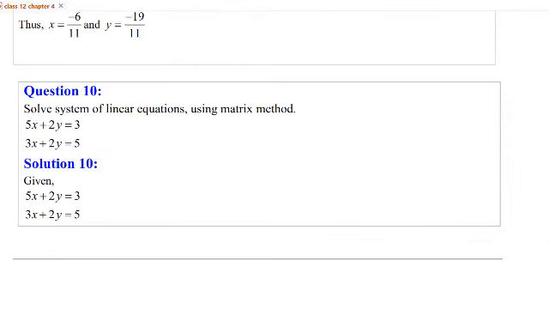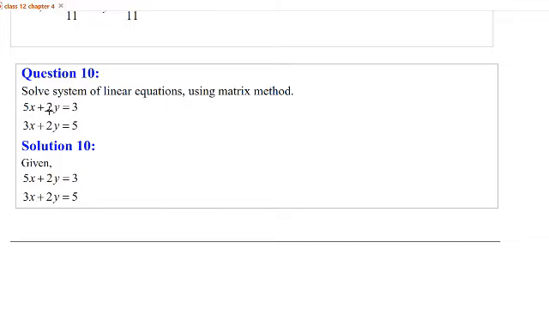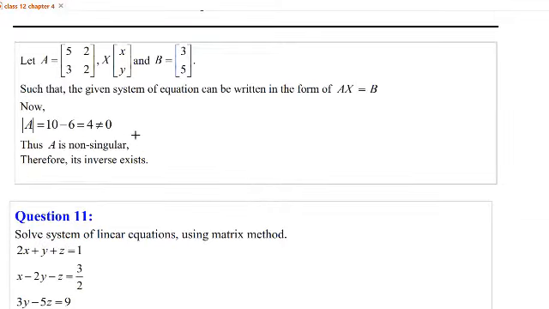Next question, again we'll see two equations and two variables. First of all, I'll make matrix A, which is the matrix made by the coefficients of x and y, then matrix capital X, that is the variable matrix in which the column is written as x y, and then B, 3 5. The given system of equations can be written in the form AX = B. Now determinant A is 10 minus 6, that is 4. Thus A is non-singular, therefore its inverse exists.